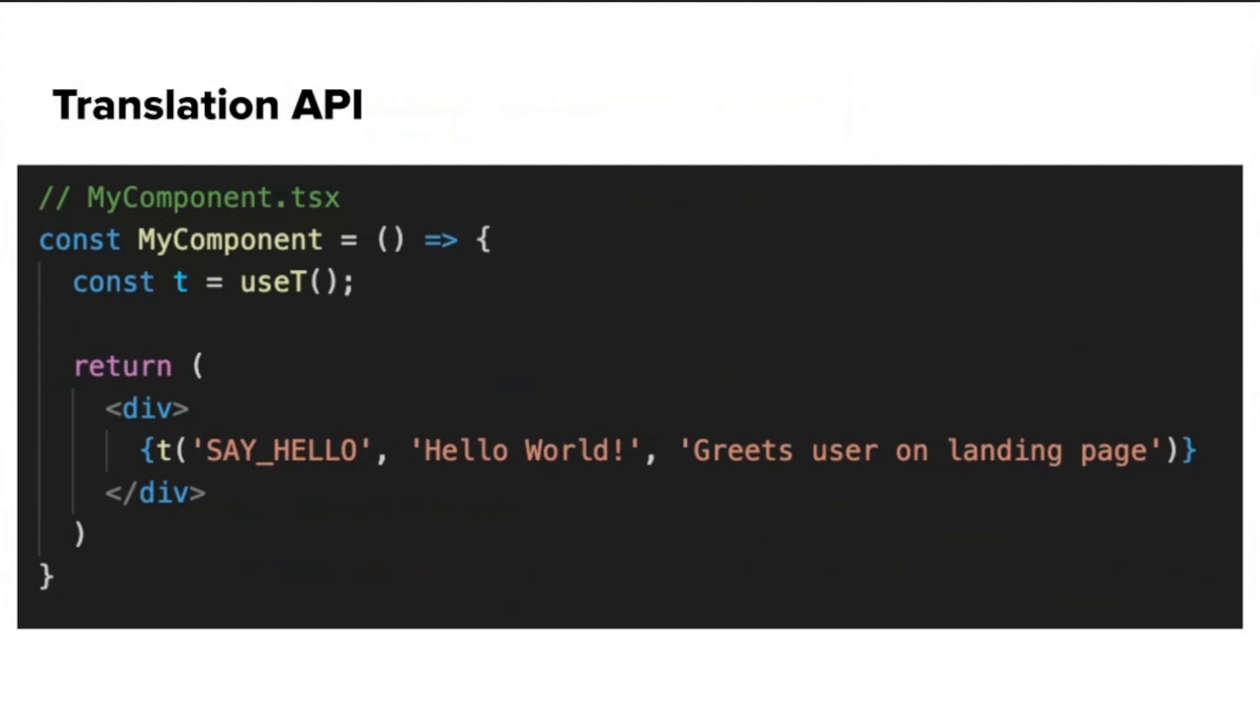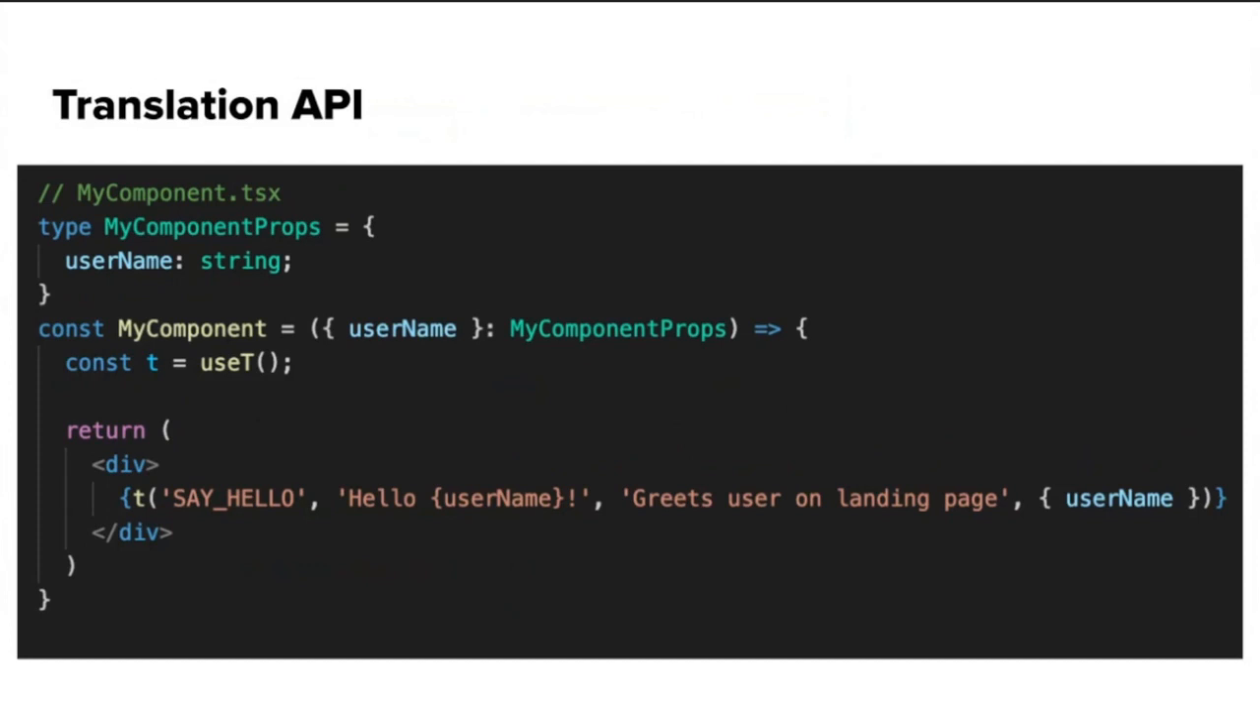So this is probably the simplest example of how you could set up a component using the translation API. I've got just a simple React component that returns a div with hello world inside. So I call my useT function, I get my t, and then just inline in the JSX, I call the t function. I give it this unique ID, say hello. It can be anything as long as it's unique. The second argument is hello world, the string itself. And the third argument tells our translators this is just a simple snippet of text to greet the user on the landing page.